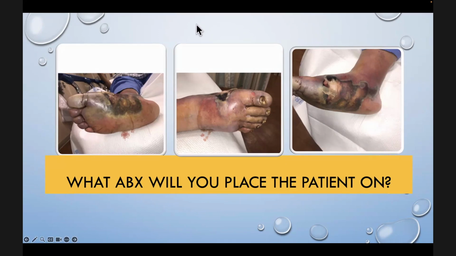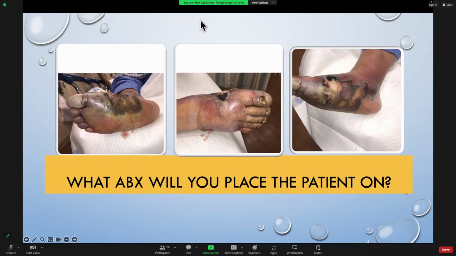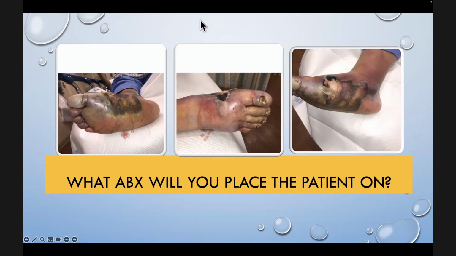Lactic acid. A CBC with diff, a basic metabolic panel. What does that mean? Source of infection. Try to find the source of infection. Thank you. That's right. So look at this foot. You know that probably the source of infection is right here on his foot.